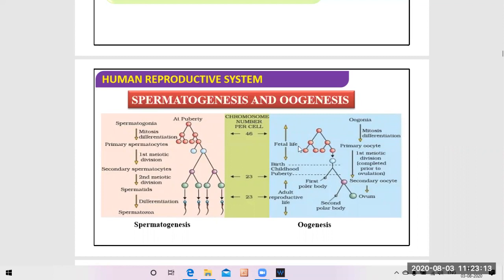There is again development, firstly the mitotic formation of the two cells, and again those two cells undergo meiotic division.